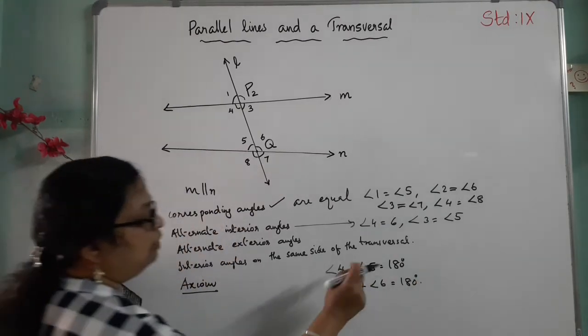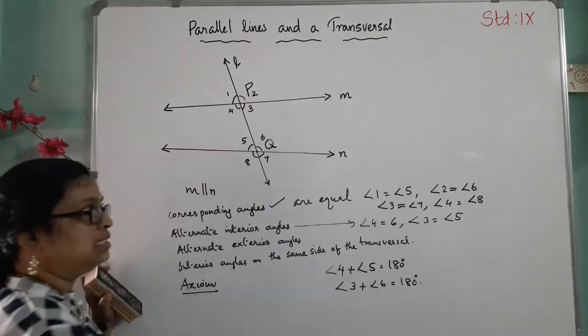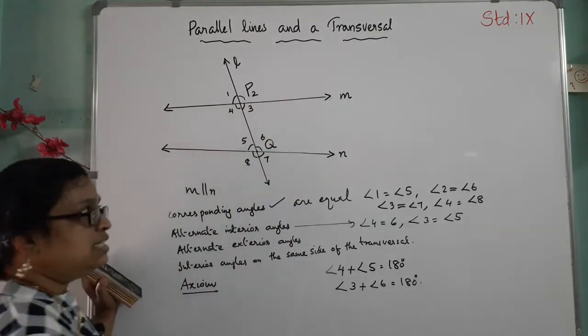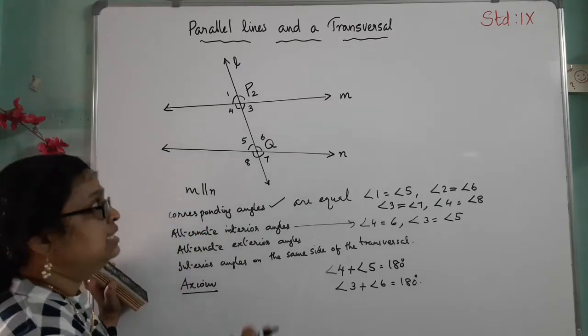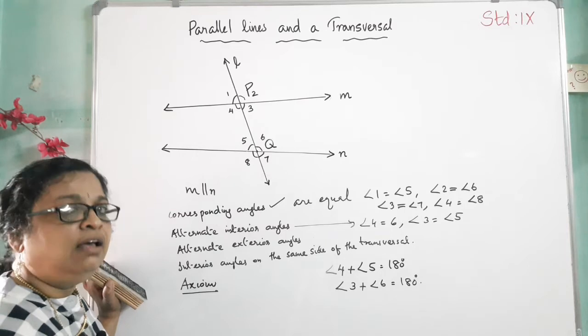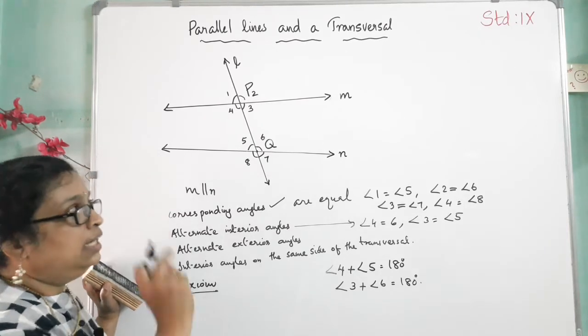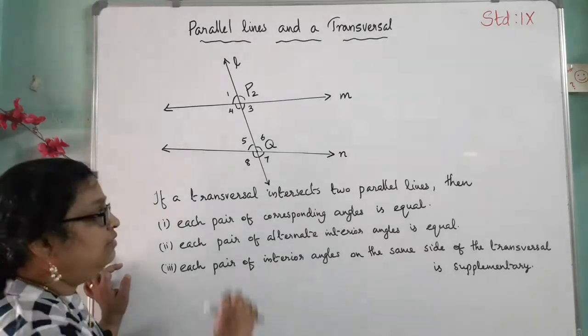That is, angle 4 and angle 5 are supplementary, angle 3 and angle 6 are supplementary. The converse is also true. That is, if a transversal intersects two lines, and the interior angles formed on the same side of the transversal are supplementary, then the two lines are parallel to each other. So these three we can say together.